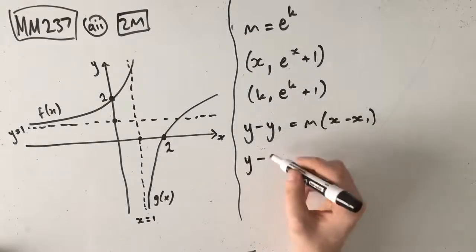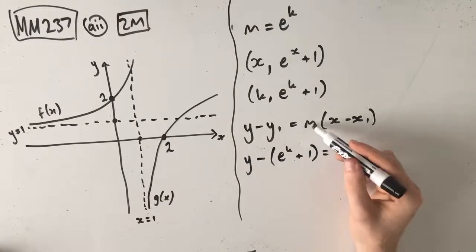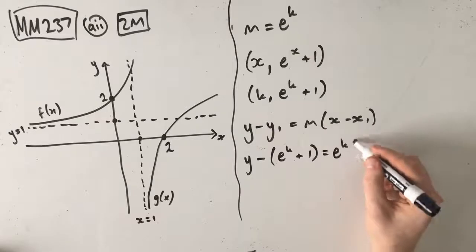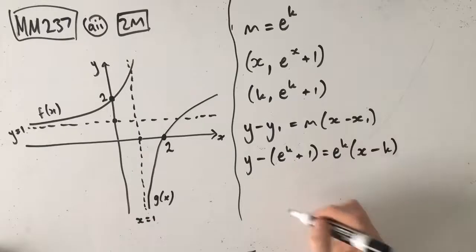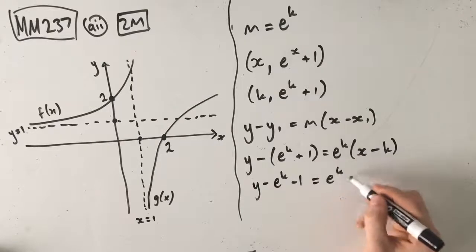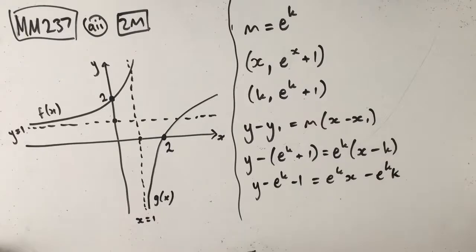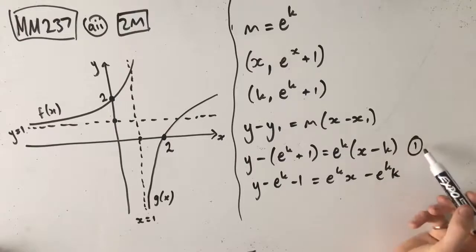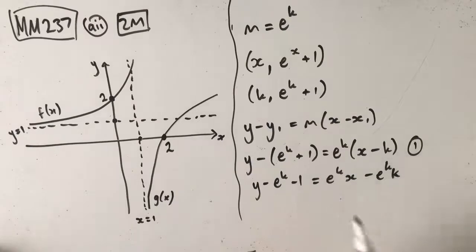So we're going to take away our y value, which is e to the power of k plus 1. And that's equal to m, which is e to the k, outside of x minus our x1 value, which is k. Sweet. Now expanding all this out, we get y take e to the k, take away 1, equals e to the k x minus e to the k k. Sweet. Now, just before we even go further than this, actually, this is our first mark. So our first mark is recognizing how to find the tangent equation with our x and y values and our m value, and then we can just keep going from there.